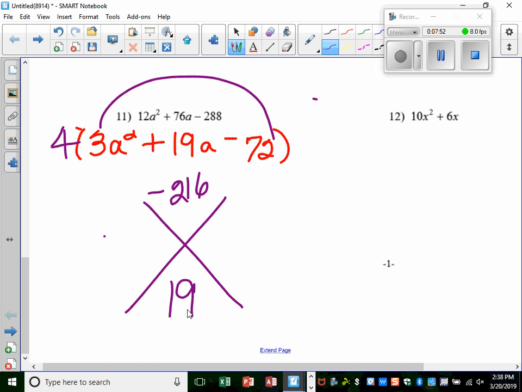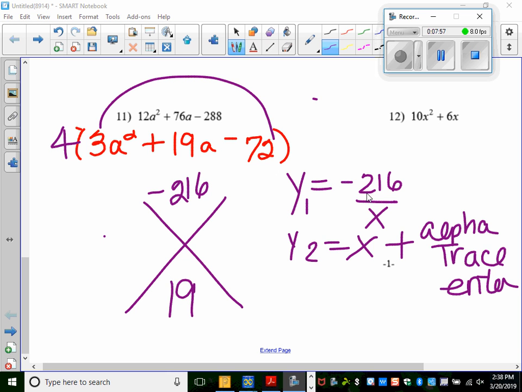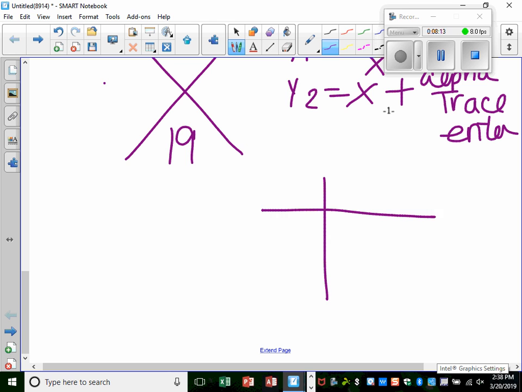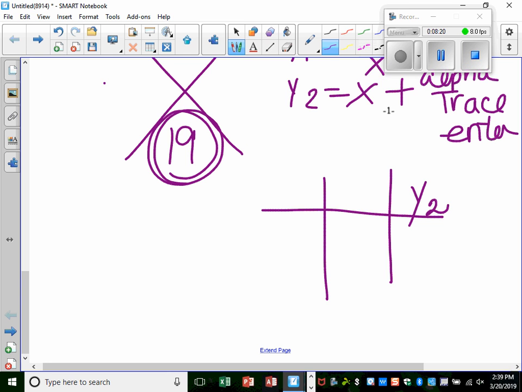And you guys remember how to put this on your calculator? Okay, I'll walk you through. Those are the steps you put into your calculator. So you're going to put in negative 216 divided by X. Then you're going to go in the second row, put X plus alpha trace, enter. Then you're going to go to the table. Okay, so when you go to the table, guys, you're going to see 3 columns, and this is the Y2 column. You are looking for this number right here, 19. When you find 19, these 2 numbers are what will go as your factors.